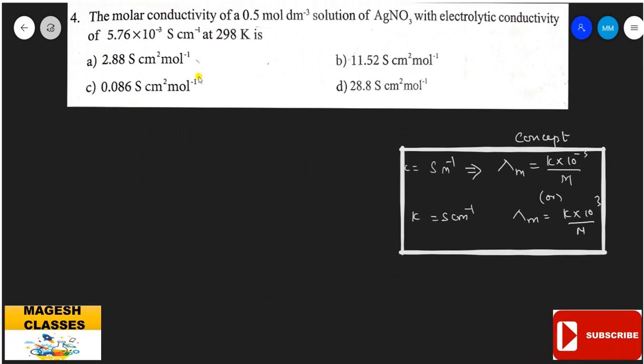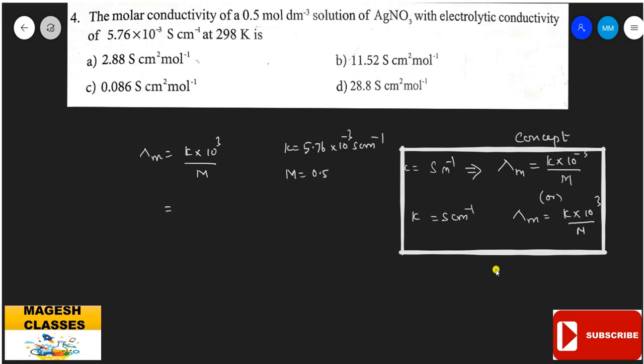So in this problem, the electrolytic conductivity kappa is given in the unit of Siemens centimeter inverse 1. So you can use this formula. So what is the formula? The molar conductivity is equal to kappa into 10 power 3 divided by m. What's the given quantity? Kappa is equal to 5.76 into 10 power minus 3 Siemens centimeter inverse 1, and the molarity is equal to 0.5.